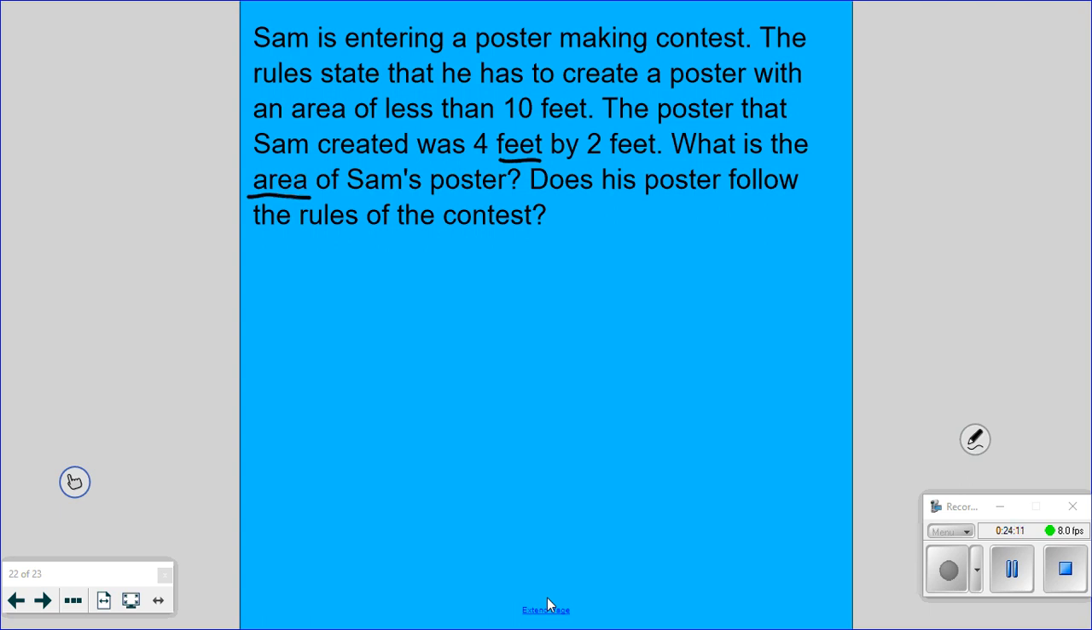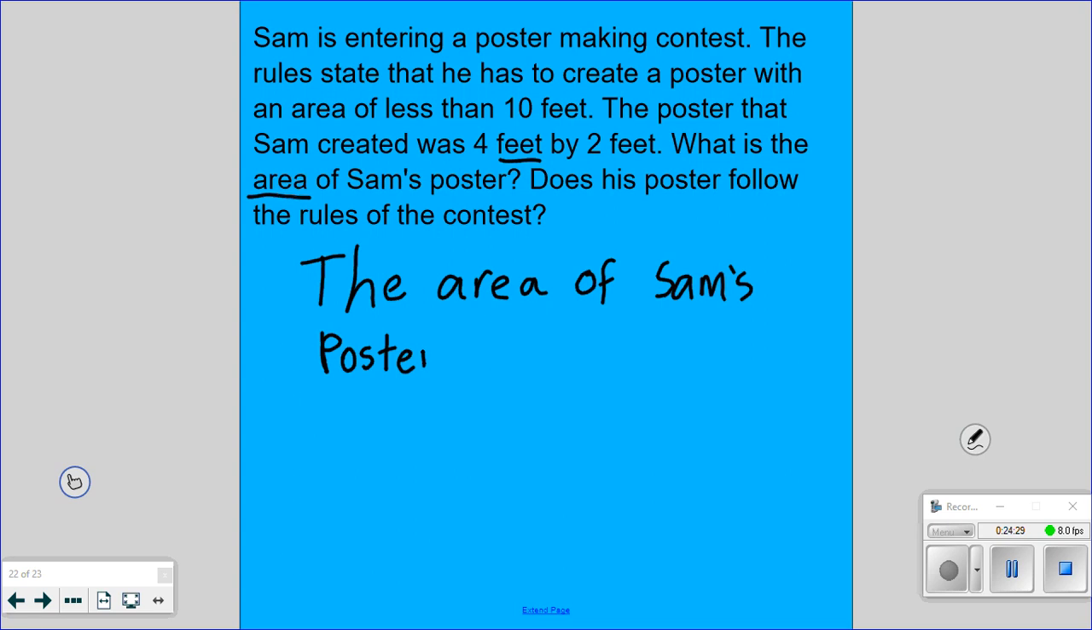So do we ever fill out our answer sentence when we're first writing it? Okay, so let's leave a blank. The area of Sam's poster is blank, and then Devin told us we're counting feet.